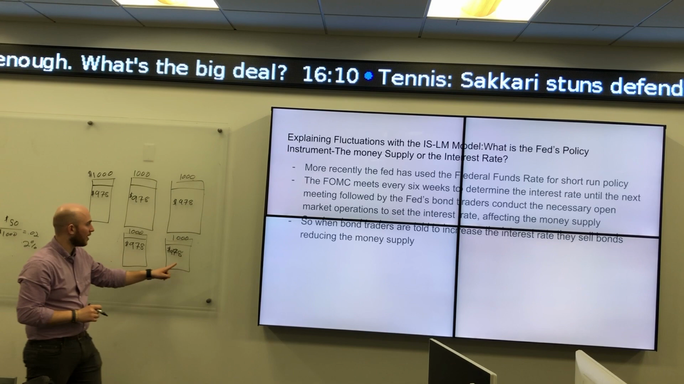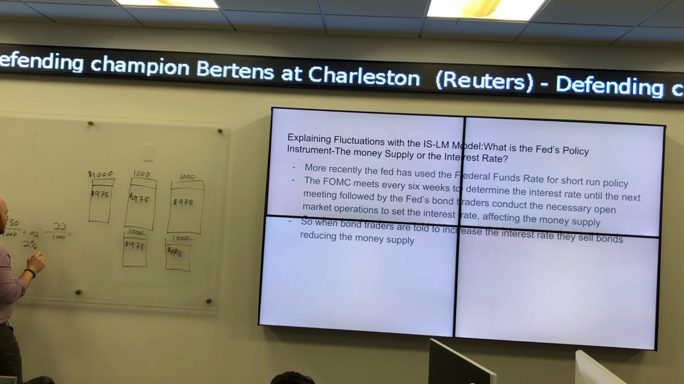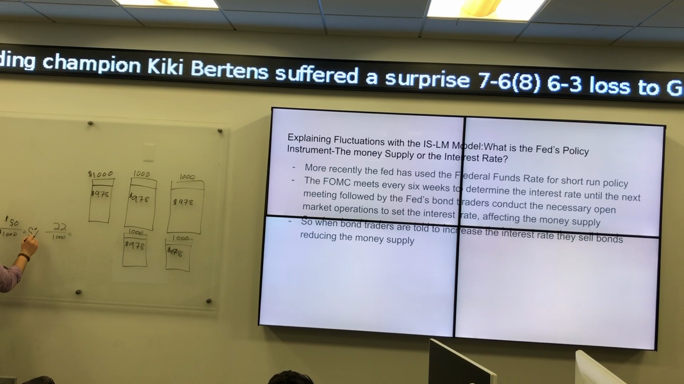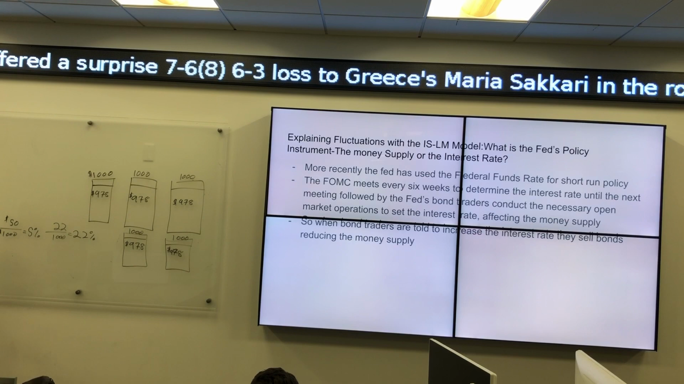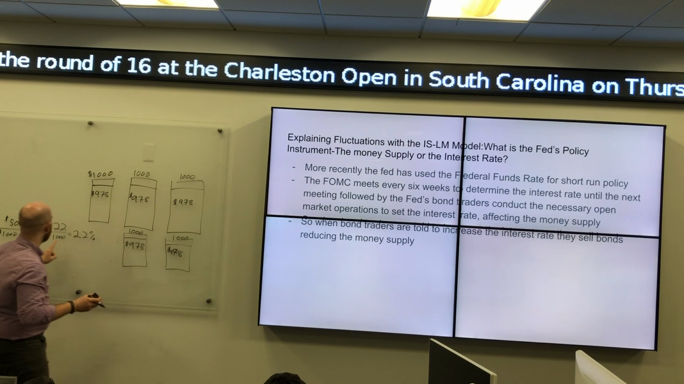But now, instead of getting 2%, you get 22 divided by 1,000, which equals 0.022. Now here we get 2.2%. So we have increased the money supply, we gave someone cash in exchange for a bond, we've increased the price of all these other bonds that are still out there, and now the interest rate has gone from 5% to 2.2%.